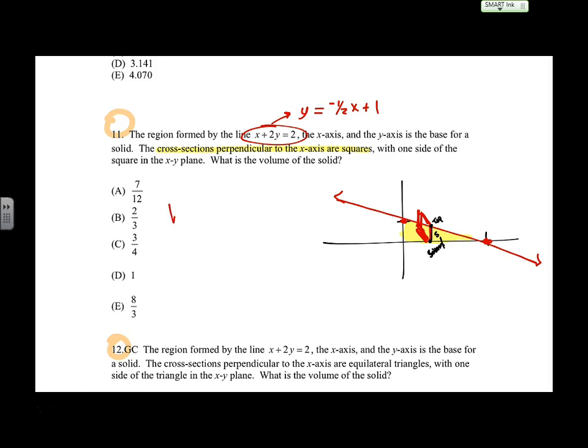V equals the integral of A of x dx. The x bounds I see are 0 to 2, because we have x equals 0 right here, and x equals 2 right there. The area of a square is side squared.